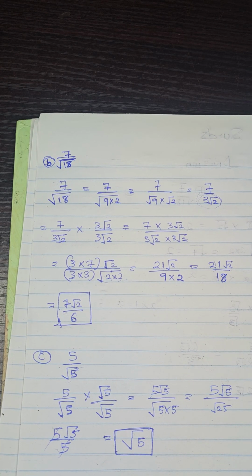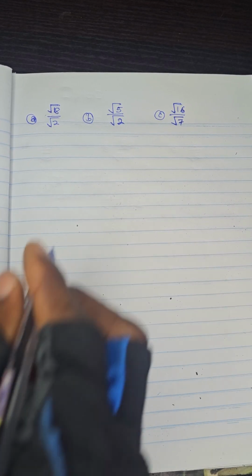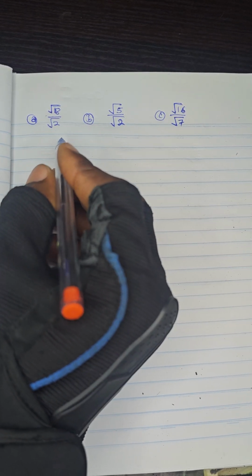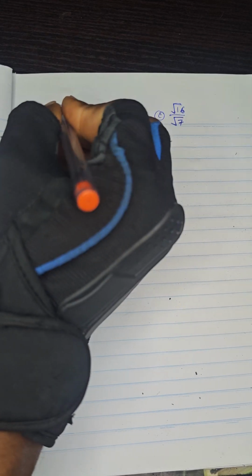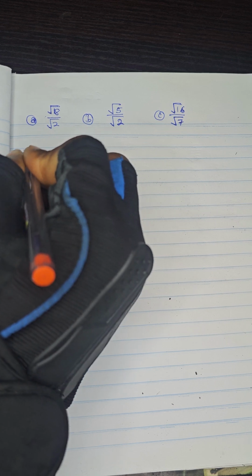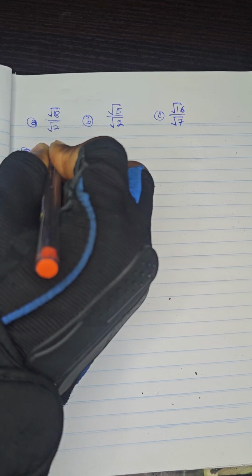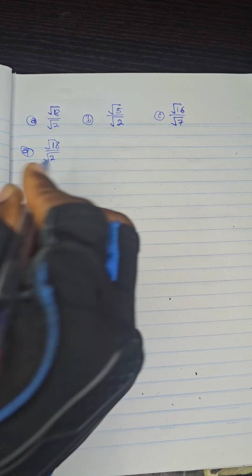Now let's dive into division of surd. So these are the few examples we are going to do. Root 18, for those that can't see it properly, this is root 18 divided by root 2. So for number A, we have root 18 divided by root 2. So we have to divide this.